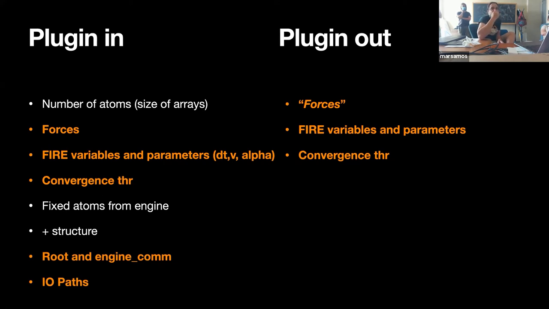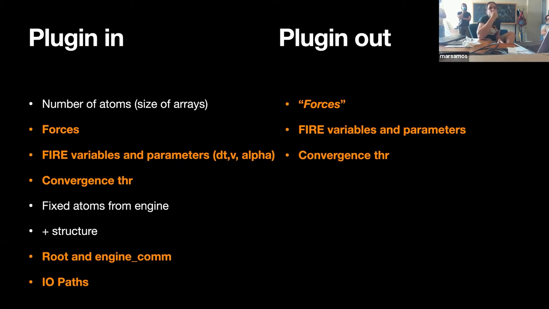In addition to this, to prevent too quick convergence, if we give it a too small force, the engine might think it converged to a minimum, because by default this is a relaxation. So we also take the convergence threshold and lower it so that we don't reach convergence too soon.